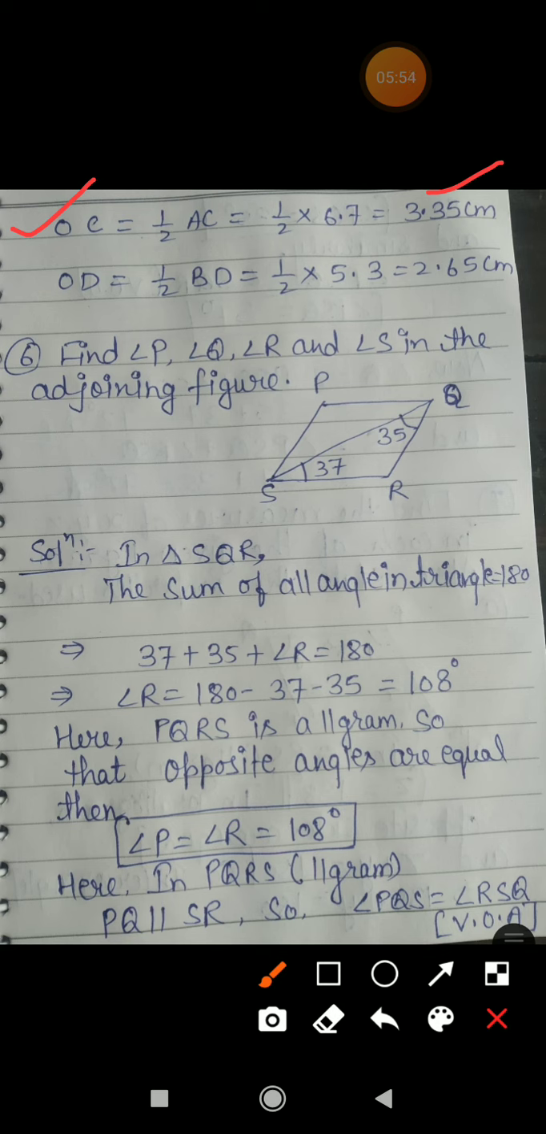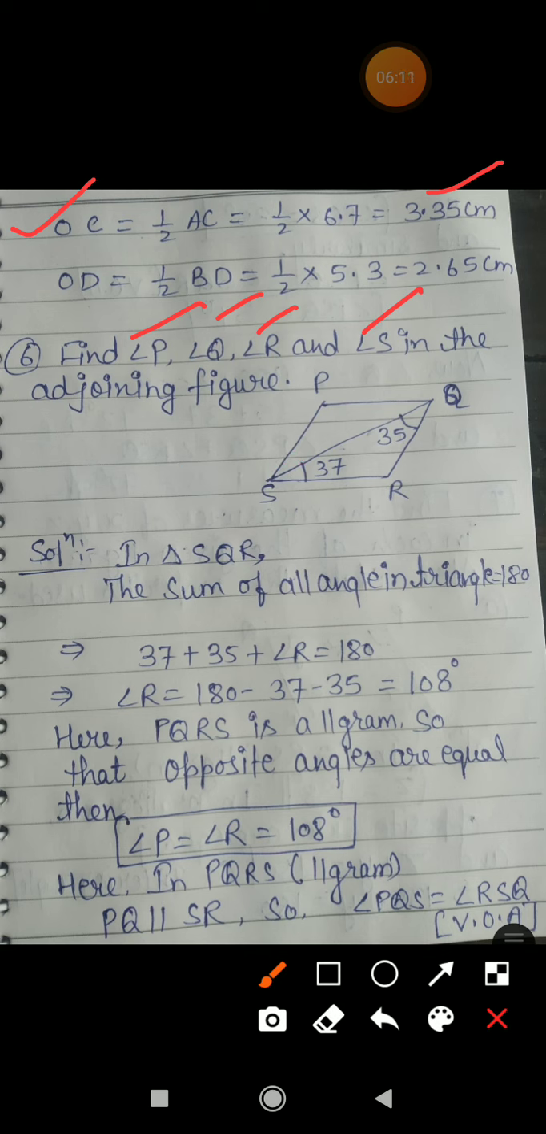This is your fifth question. Now we have to explain question number 6. Find the angles of PQRS in the given figure. So this is a figure of a parallelogram. You have to know these things.